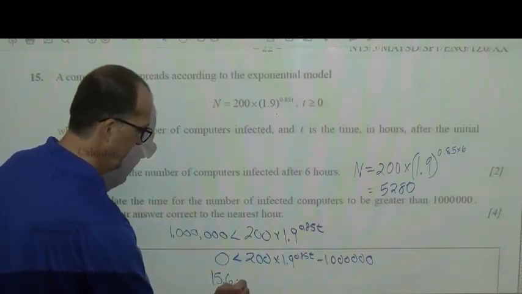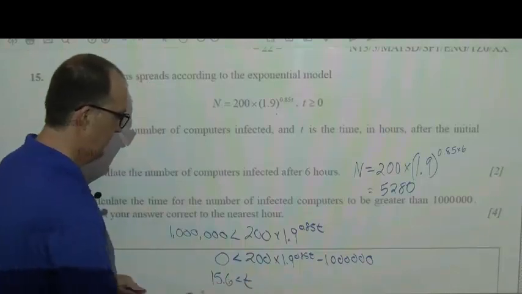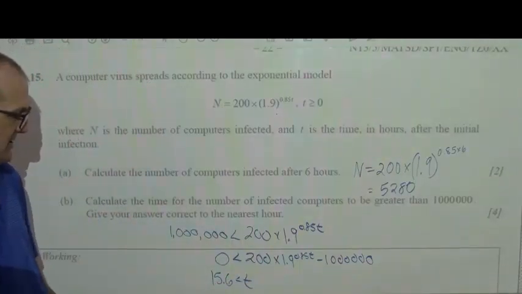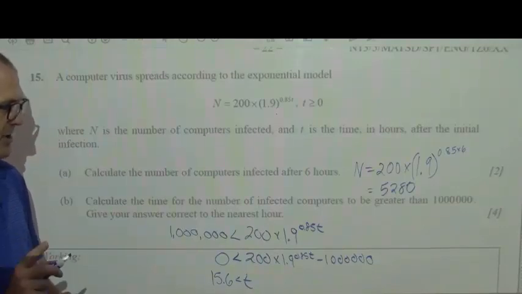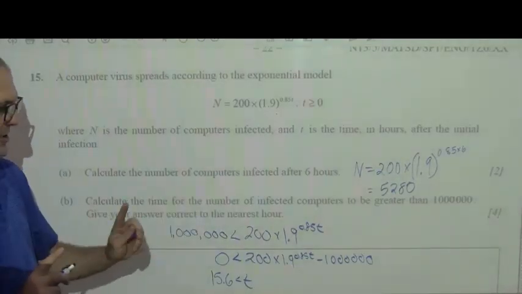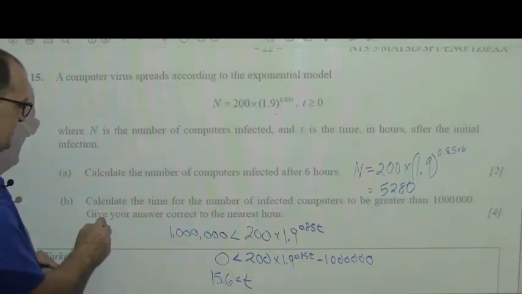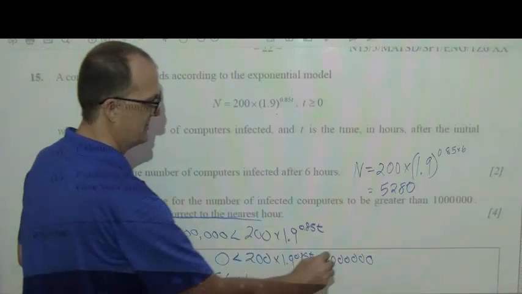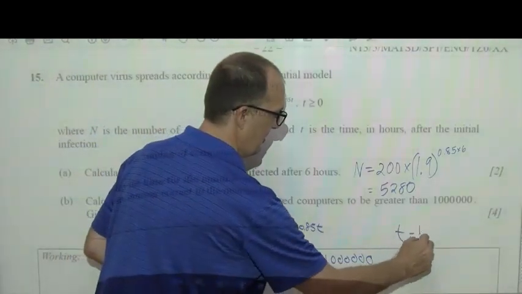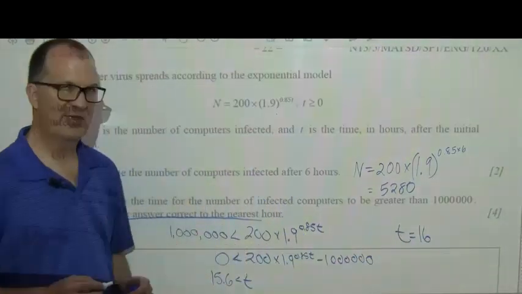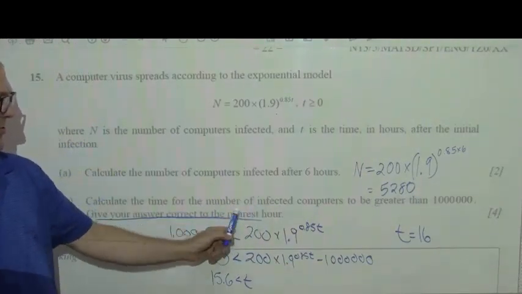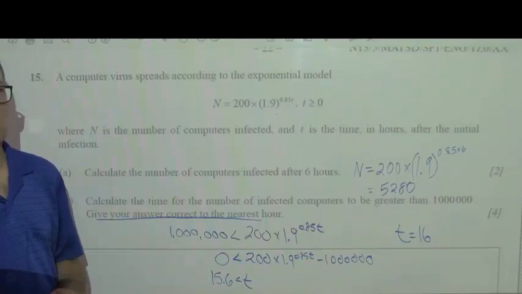We find out that t has to be greater than 15.6, and if you leave your answer like that, you will not get full marks. You will only get 3, because it did say to give your answer correct to the nearest hour. So t has to be 16. You will lose a mark if you do not give it to the nearest hour, because they specify that.